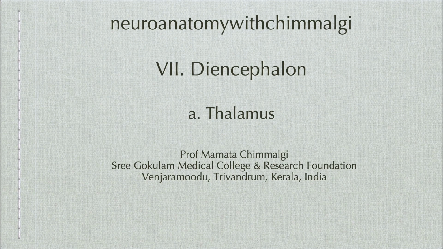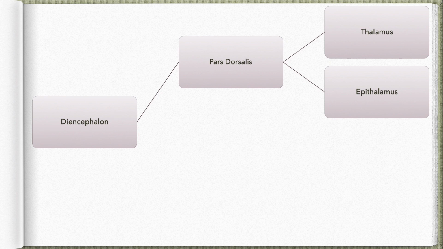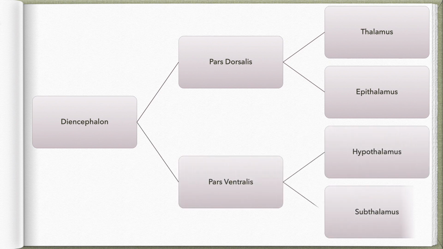In this new segment on Diencephalon, let us begin learning about thalamus. Diencephalon is made up of two major parts, a pars dorsalis which includes thalamus and epithalamus, and pars ventralis which includes hypothalamus and subthalamus. Pars dorsalis and pars ventralis are separated from each other by a shallow hypothalamic sulcus.